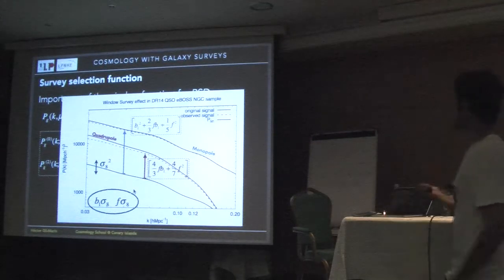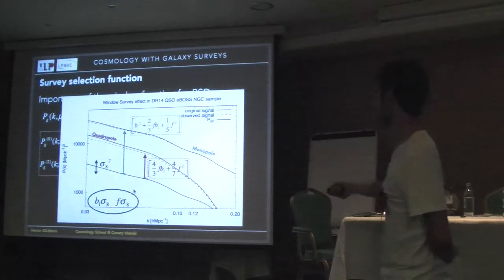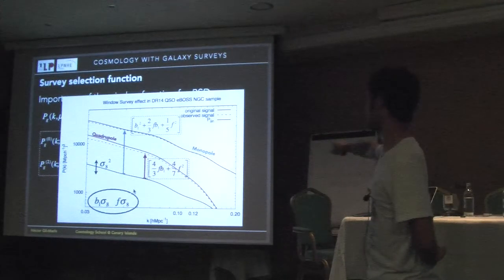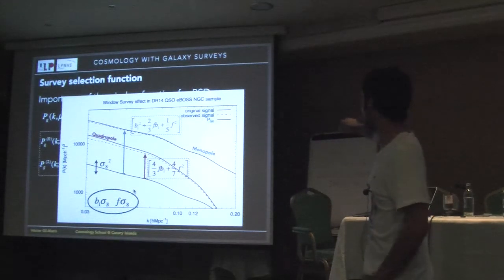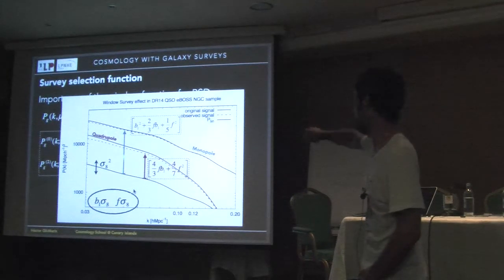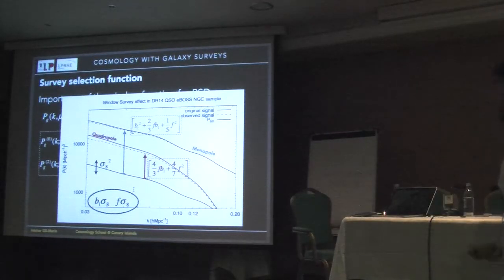So again, if we don't take into account this window effect, with the selection effect, this is going to be very important, right? Because instead of comparing our model to the original signal, we're going to compare to the observed signal. We are not taking this into account. We're going to measure this thing actually less than what it should actually be. So, yeah, these things are important.